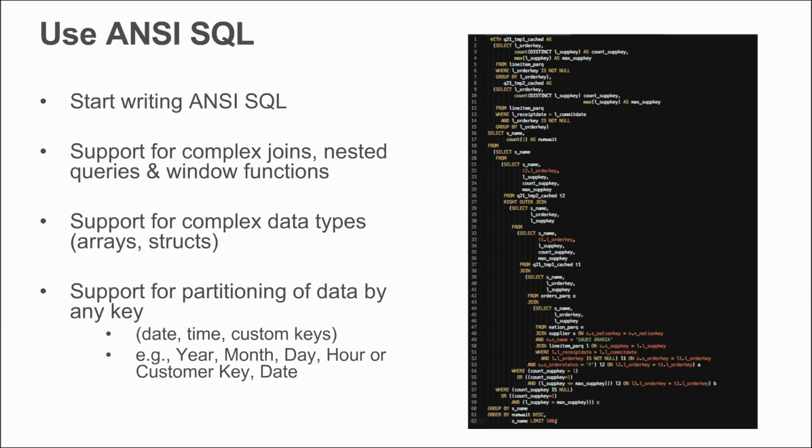Athena also allows you to define complex data types, such as arrays and structs. So if you have data that is in nested formats, such as nested JSON, you can easily use structs and arrays to define schemas on top of the data.